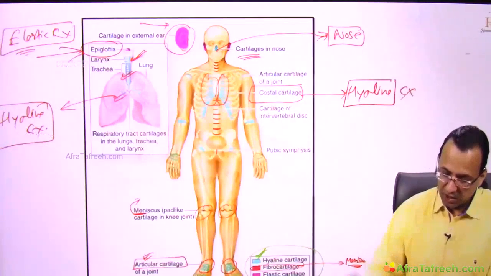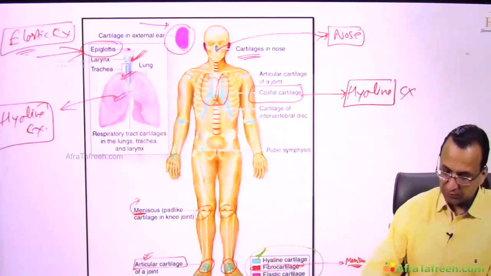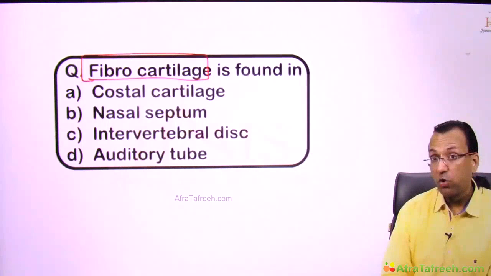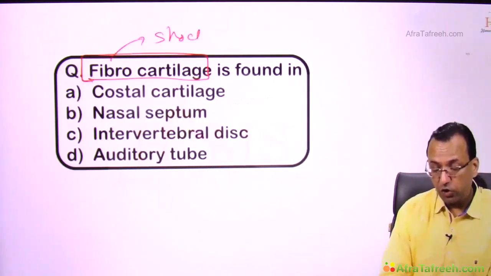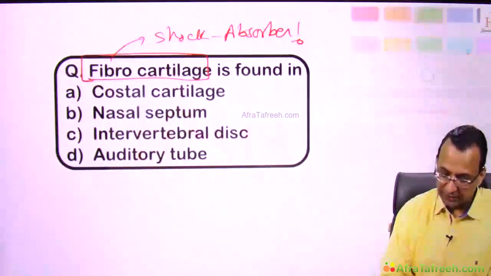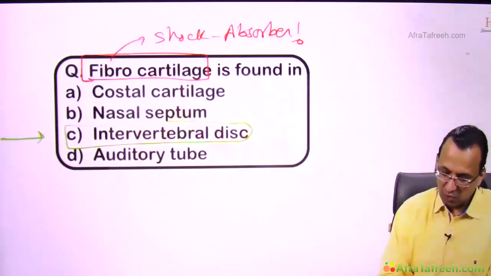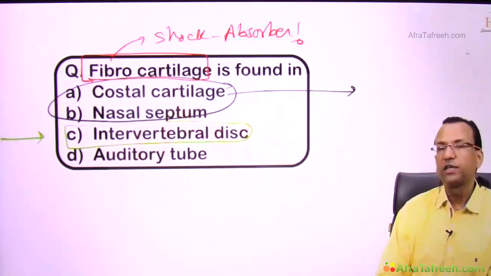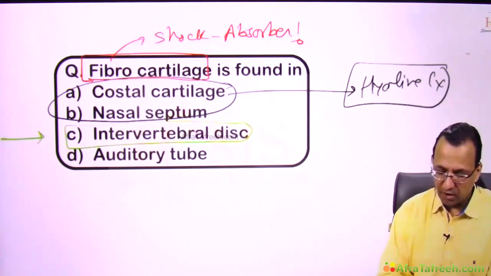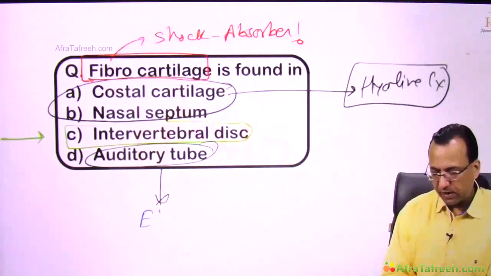You have to remember. Now, once you said that, fine. We are now looking at this question. What do you think is the answer? If you're talking about fibrocartilage, I know. It is a shock absorber. I have seen the shock absorber someplace. Where? You know the answer is the intervertebral disc. Then what about costal cartilage? What about the nasal septum? Maybe it is costal cartilage or maybe it is the nasal septum. It was the hyaline variety. And what about the auditory tube? Yes, the auditory tube is elastic cartilage.